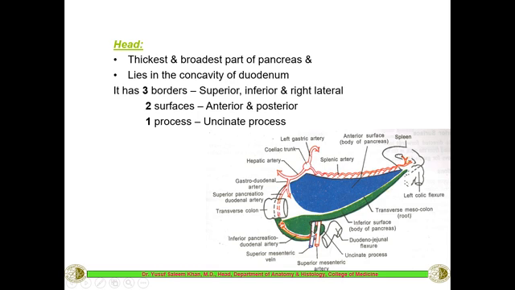And it is extended beyond its head. This is called the uncinate process. If you can see here, they mentioned this as the uncinate process. So this is the head, and a small extension from the head. This is called the uncinate process of the pancreas.